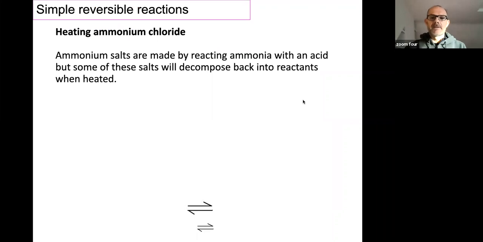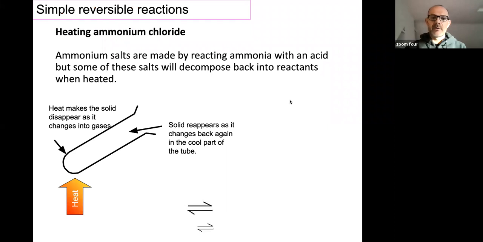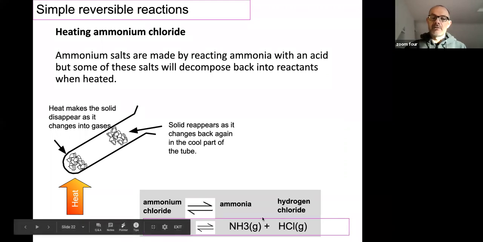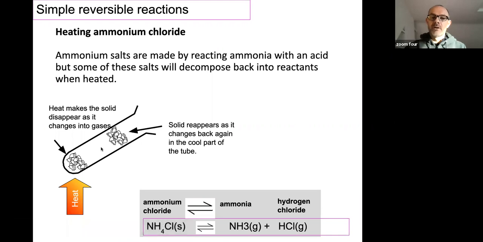Now, ammonium chloride. This is one that it would be really good to be able to show you. So perhaps when I'm in school, I'm going to video it. But this is quite a nice one in that it all happens at once. When you heat ammonium chloride at the bottom, it splits into ammonia and hydrogen chloride, two gases. As the gases go up the tube, they cool down, and as soon as they cool down, they react together. Ammonium chloride is a solid and it just reappears at the top of the tube.